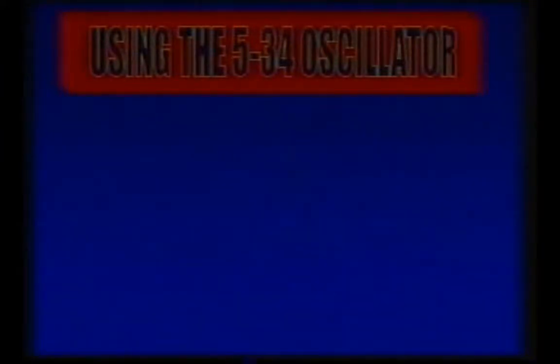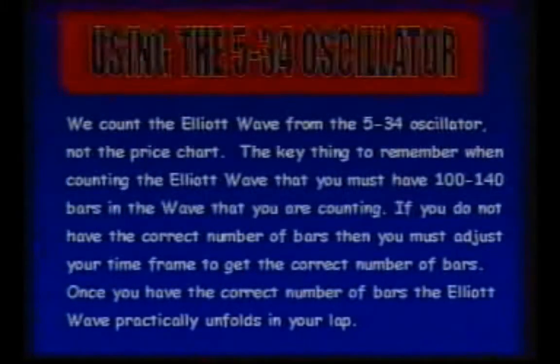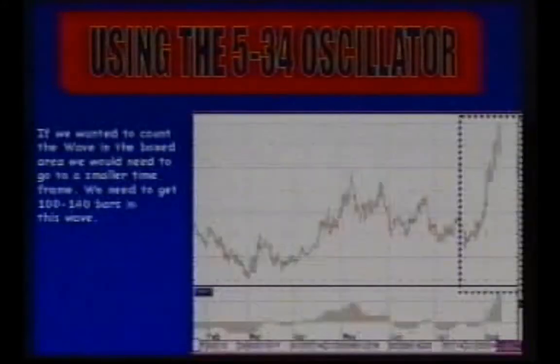Let's look at that 534 oscillator in a little bit more detail here. We count the Elliott wave from the 534 oscillator, not the price chart. The key thing to remember, and this is extremely important, is that when counting the Elliott wave you must have 100 to 140 bars in that wave that you're counting. If you don't have the correct number of bars, then you must adjust your time frame to get that correct number of bars. Once you have the correct number of bars, the Elliott wave practically unfolds right there in your lap. Let's take a couple of examples.